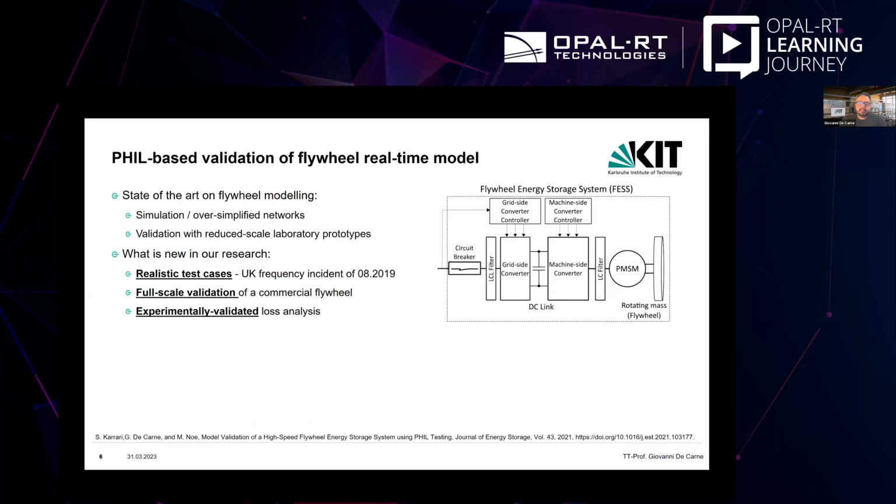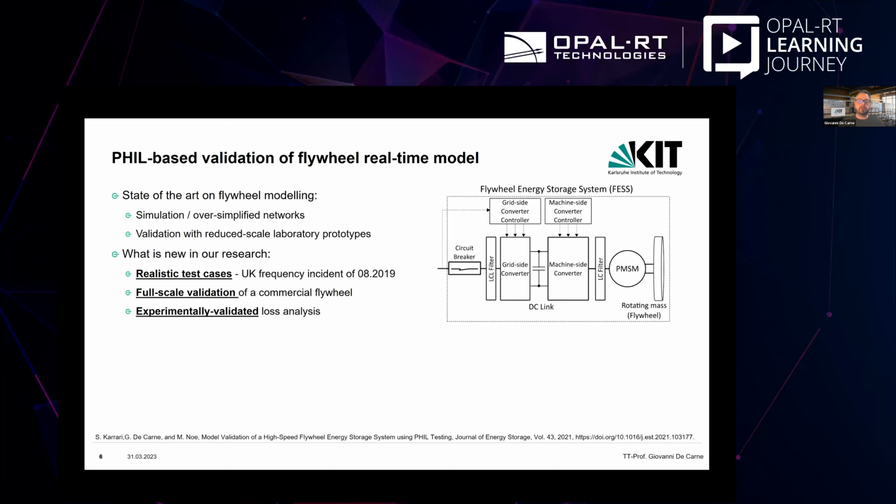The problem is that normally you either work with pure simulation based on literature, or you work with reduced-scale laboratory prototypes. What we try to do in our lab is to realize realistic test cases. For example, to create a digital twin of our flywheel using a real event, the UK frequency incident of August 2019. Do you remember when the UK had this large frequency drop to 48.8 Hz? Exactly that one we are doing, and we are doing it with a full-scale validation.